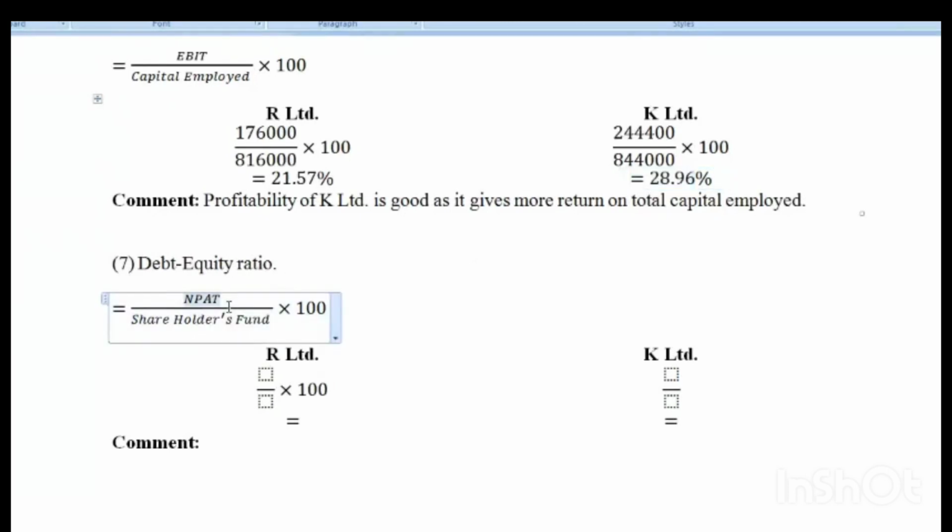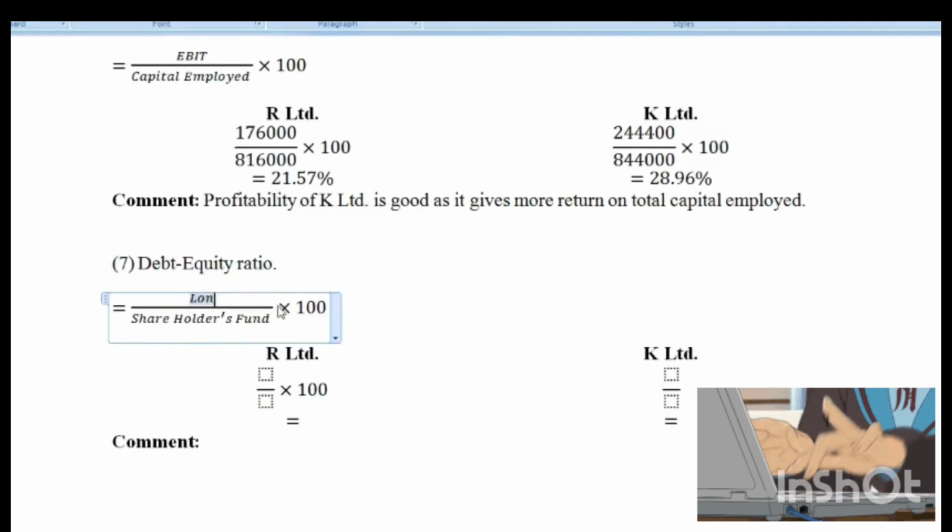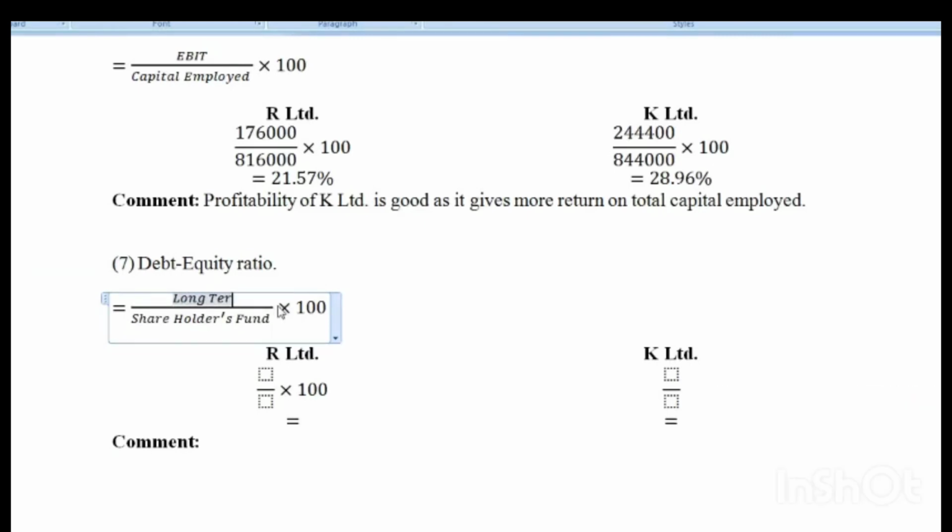Okay, and the last is the debt equity ratio. The formula for debt equity ratio is long term debt upon shareholders fund, into 100, then the answer is in percentage. If not multiplied by 100, then the answer is in proportion. You can bring the answer either way, both answers will be considered correct. Long term debt means debentures.